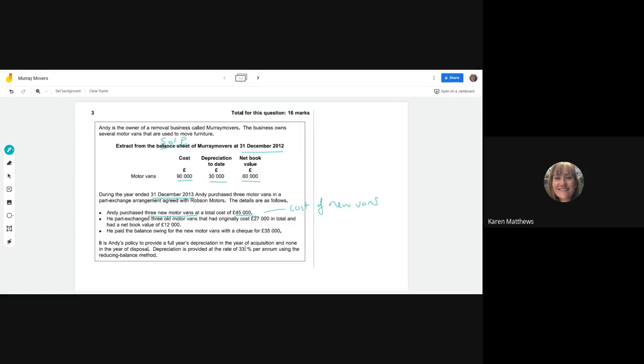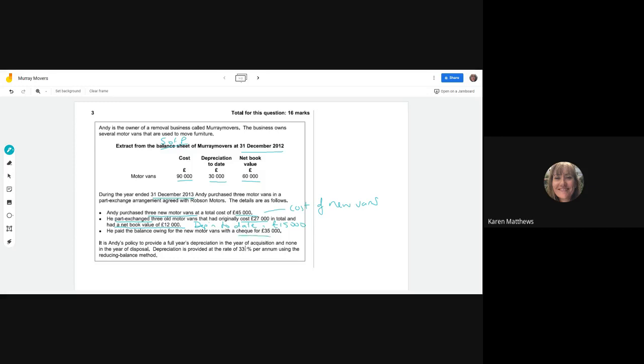Okay. But he part exchanged 3 old vans. So part exchange is where he's going to give the 3 old vans back and they'll give him an allowance against the cost of the new vans. Now the 3 old vans had originally cost £27,000 and they had a net book value of £12,000. So that means that the depreciation to date on those vans is the difference between the two. It's £15,000.